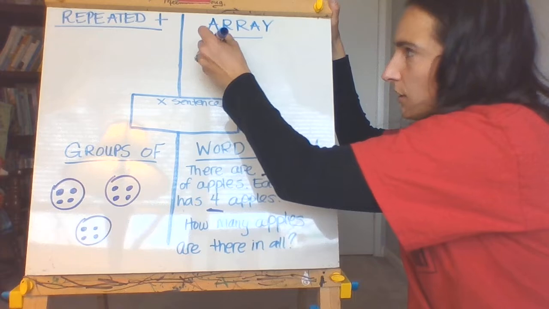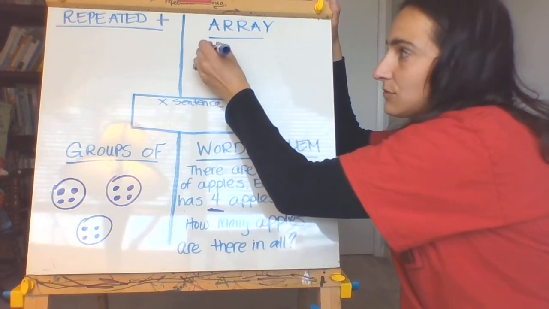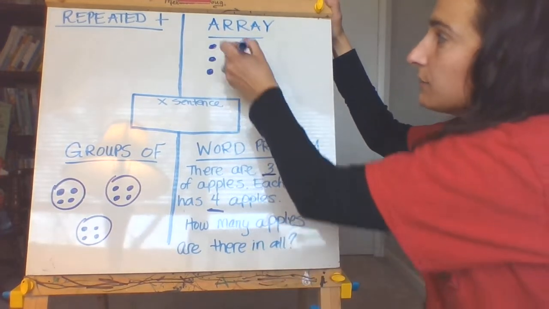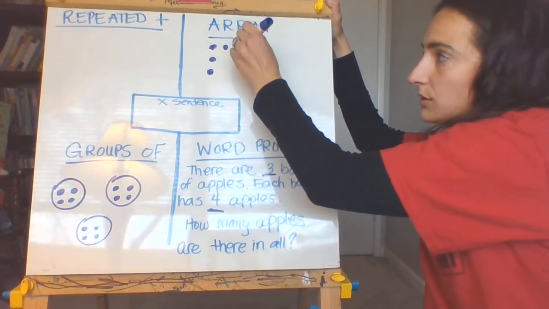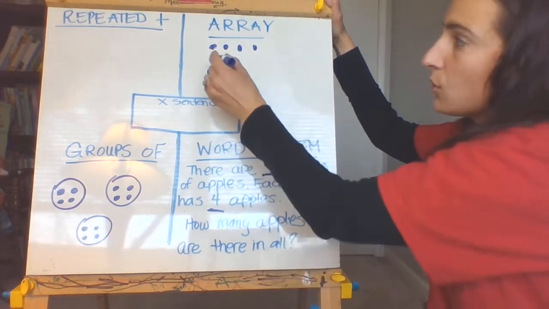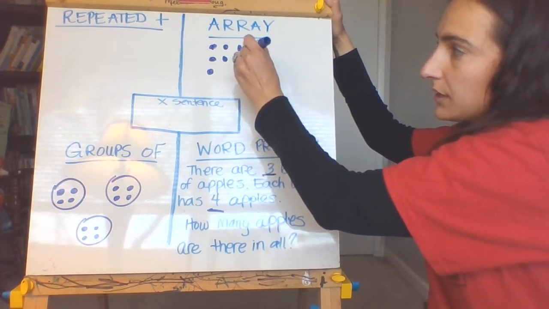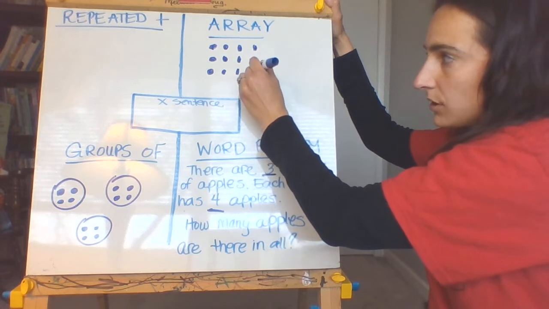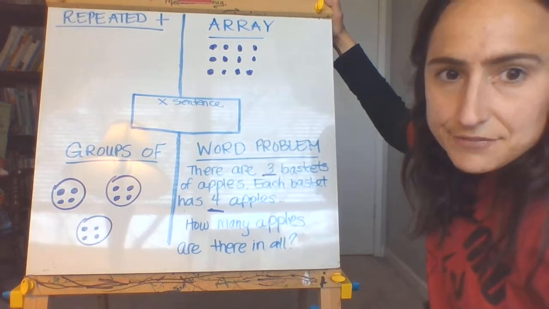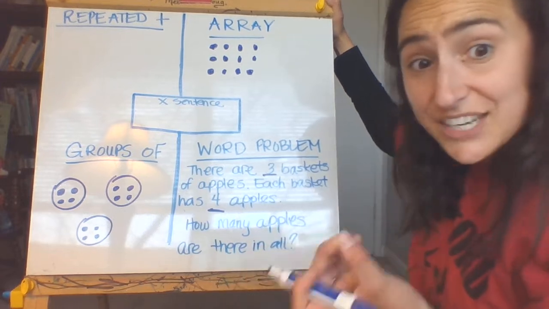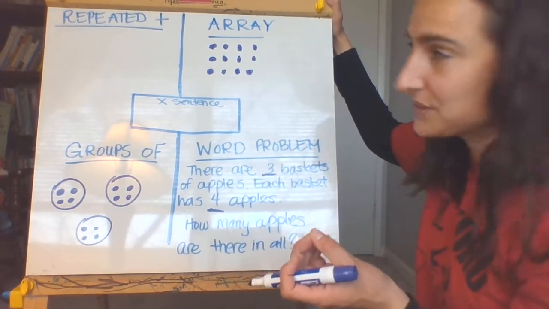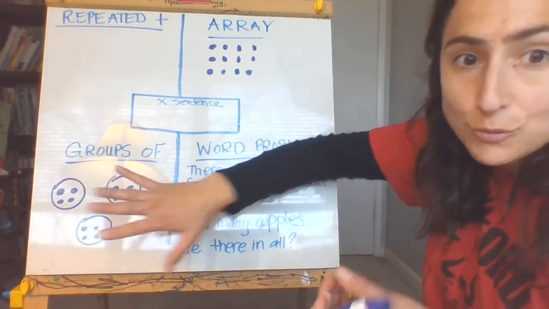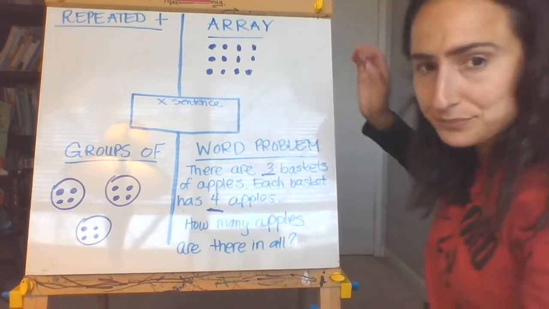So we have 3 baskets. 1, 2, 3 baskets. How many are in each basket? 4. 1, 2, 3, 4. You can do X's if you want. Even if you have little stickers, you can absolutely use stickers on this too if you want to make the array with the stickers or put your stickers here in your groups. Use stickers if you do have them.